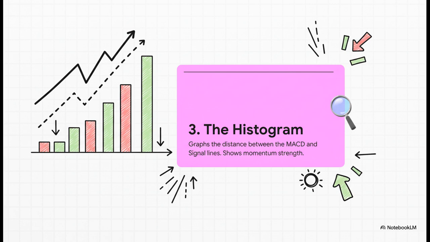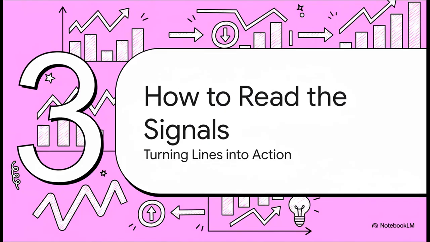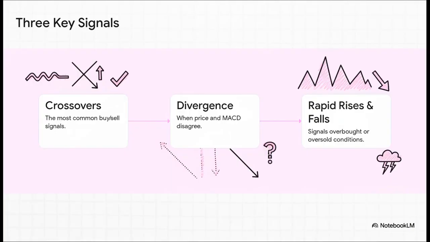It's a fantastic at-a-glance visual of the trend's strength. All right, so now we know the parts. We've got the fast line, the slow line, and the histogram that measures the distance between them. So what? How do we actually turn all of that into a signal we can use? Well, let's look at the key patterns that traders are constantly on the lookout for. It really comes down to three main types of signals.